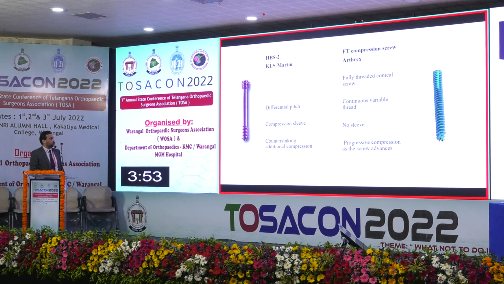If you see the HBS screw, this has got a differential pitch as well as a compression sleeve. It has got a dual benefit. And if you see the RCH FT compression screw, it's a fully threaded conical screw. So knowing what the screw is, how you get the compression, and what the instrumentation of that screw is, is very important when you're dealing with these fractures.